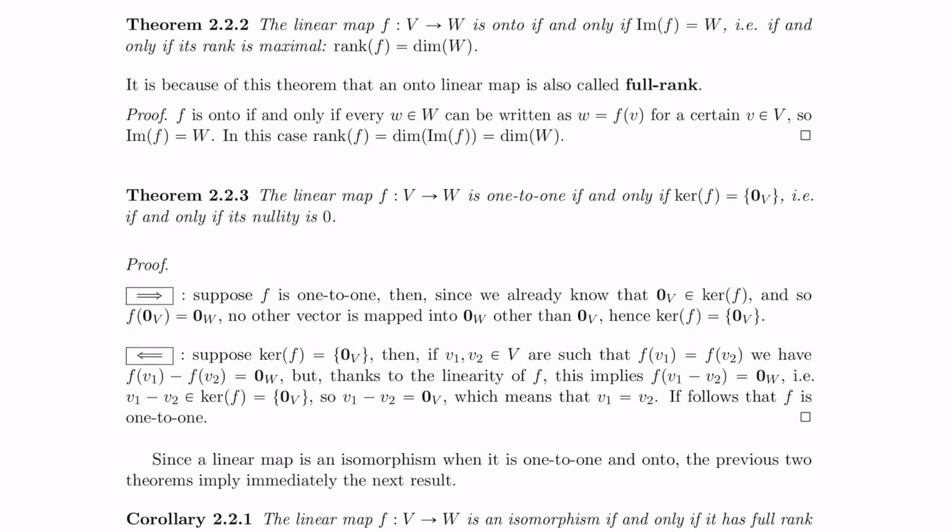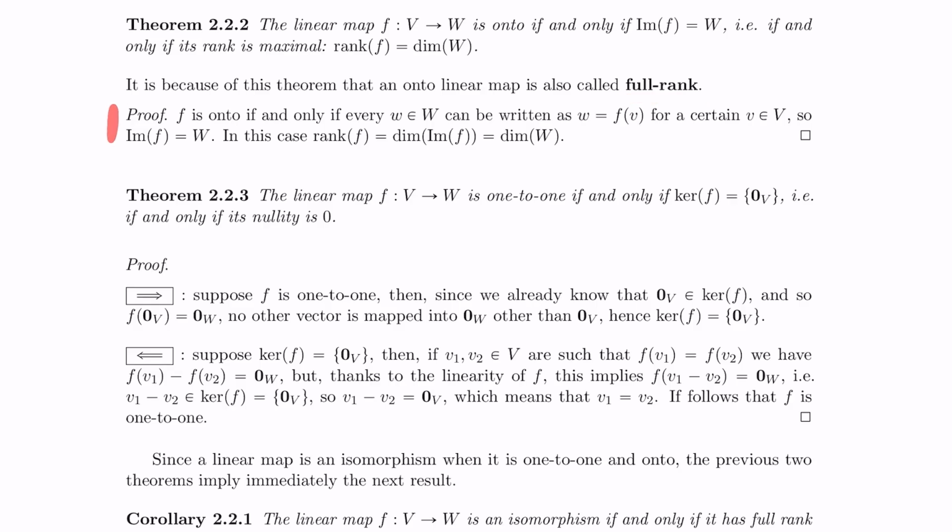Let's immediately see why the kernel and the image of a linear map are useful. Let's start with the image. The linear map F from V to W is onto if and only if the image of F coincides with the vector space W. That is to say, the rank of F is maximal, that is, rank of F equals the dimension of W. For this reason, an onto linear map is also called a full rank map.